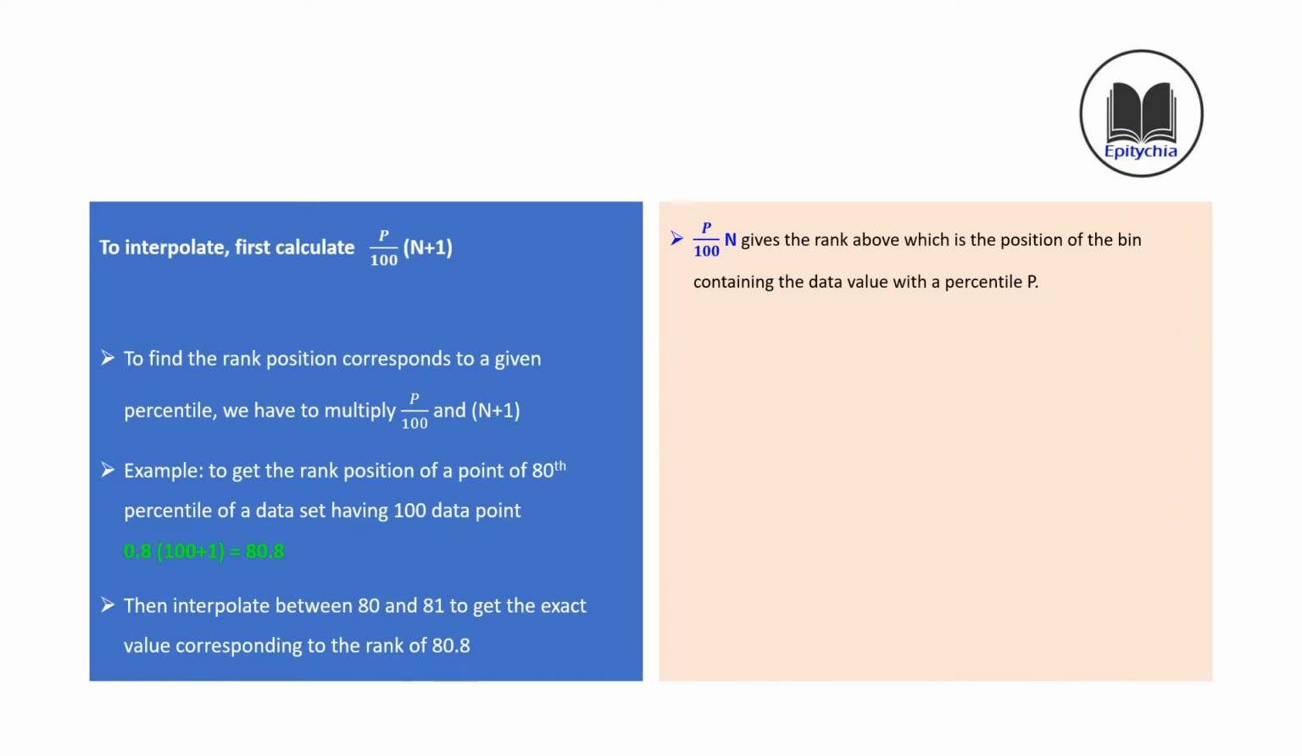P upon 100 into n gives the rank position above which the required bin is coming. The location of the bin is only identified here. But within that bin, where is the exact location of the required data point? To see that, again multiply P upon 100 with the bin size. Here it is 1. So P upon 100 into 1 gives P upon 100.